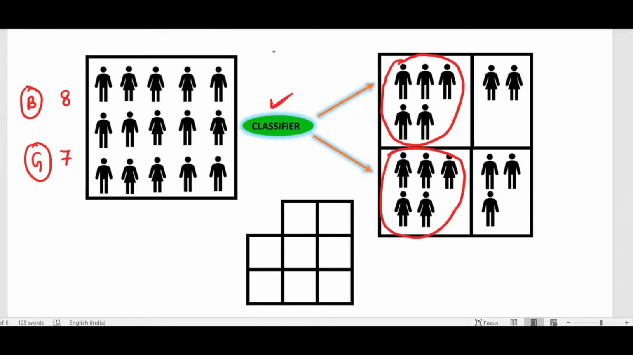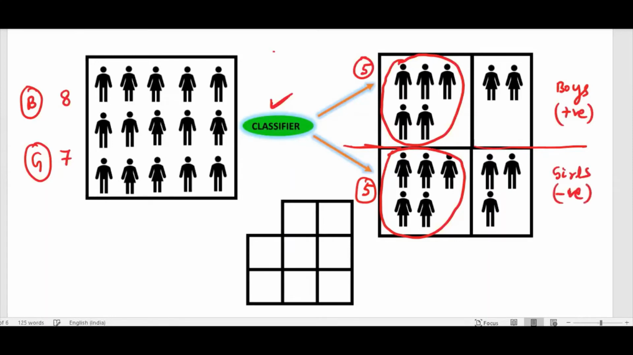Now out of 8 boys, 1, 2, 3, 4, 5, 5 here, 5 here. Okay, so 5 are classified correctly and 5 are classified correctly. According to the classifier, this side is the boys side, or I can say the positive side, and these are the girl side, the negative side.